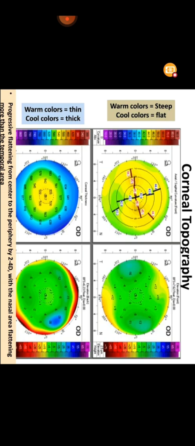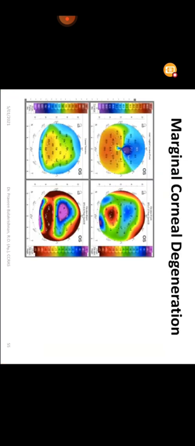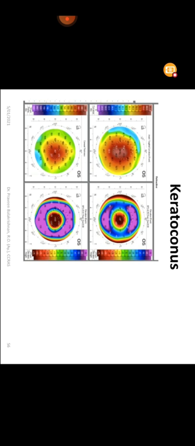Now, I'll show you. In this marginal corneal degeneration, you can see there are warmer colors in this area. That means there is a corneal degeneration that is happening in this picture. Now, let me take another picture. This is a keratoconus. You can see the presence of warmer colors in this. That means there is more steepening in this area.